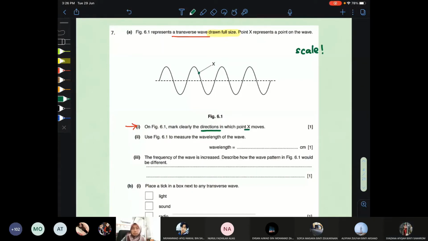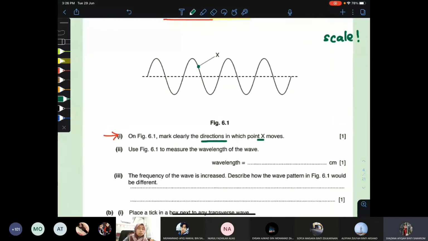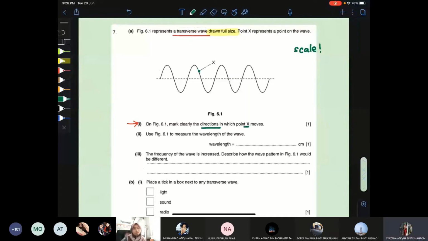So there is a point here. If this is a transverse wave, how is the movement of that point? Kalau that is a particle, what is the direction of the particle? Since this is a transverse wave, the particle will move up and down, because it is a transverse wave.